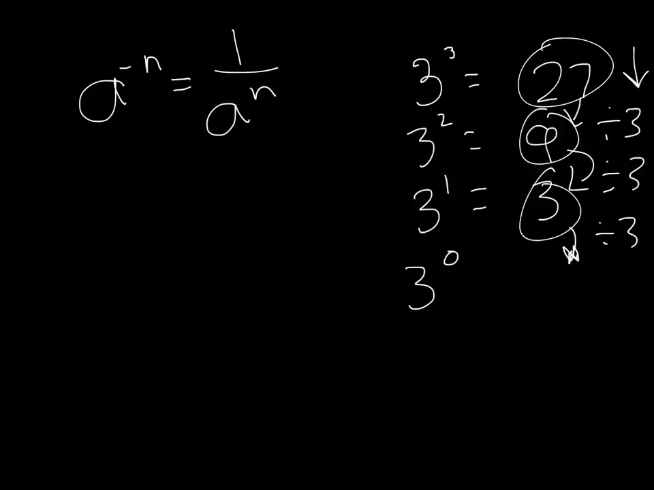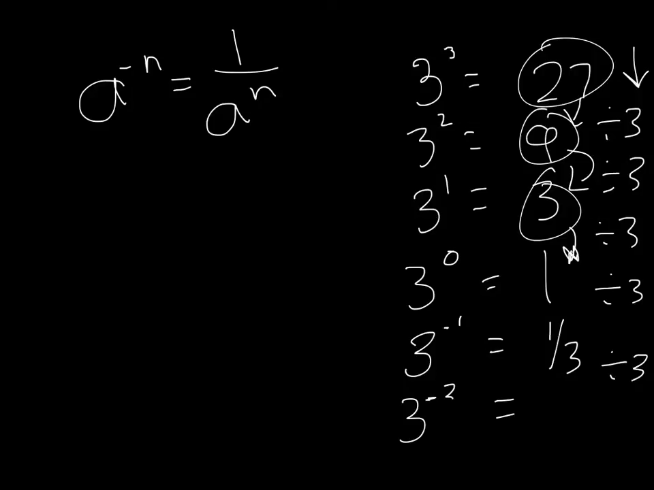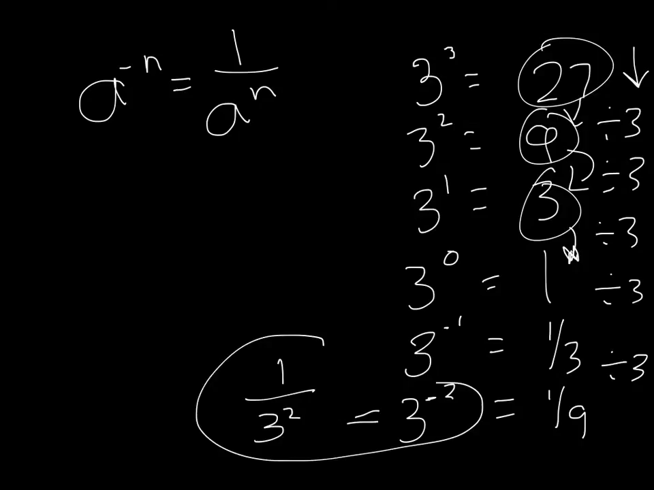So what's 3 divided by 3? Because I have a 3 here divided by 3. Well, that's just 1. So that means 3 to the 0 power is 1. So what's 3 to the negative 1 power then? Well, that's 1 divided by 3, or 1/3. So what would be 3 to the negative 2 power? Well, that'd be 1/3 divided by 3, or 1/9, which is the same thing as 1 over 3 squared. So there's that power property right there.